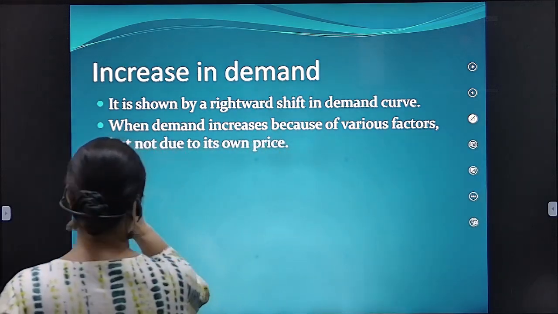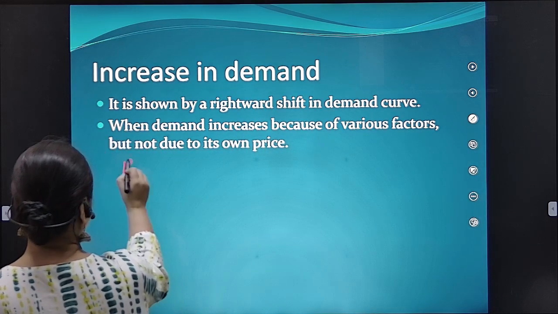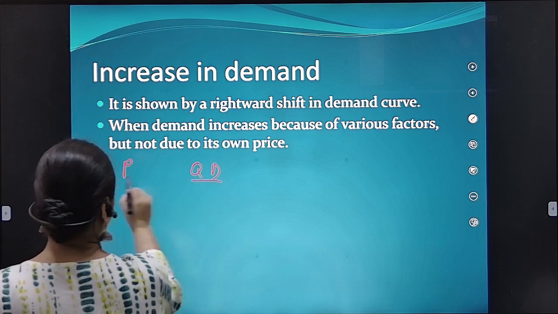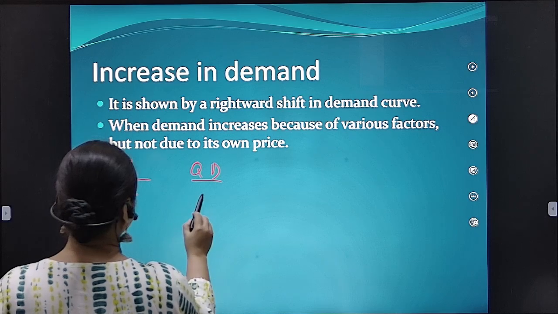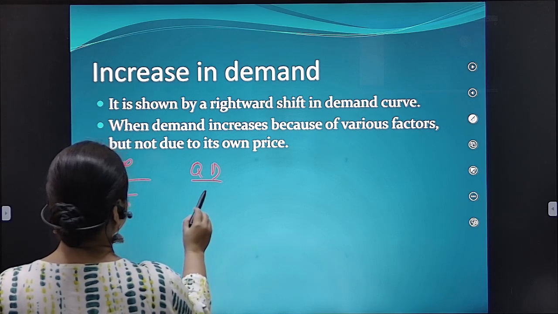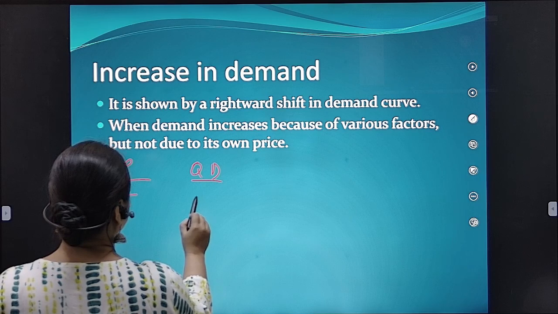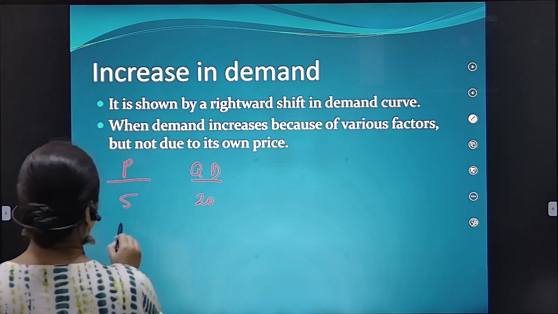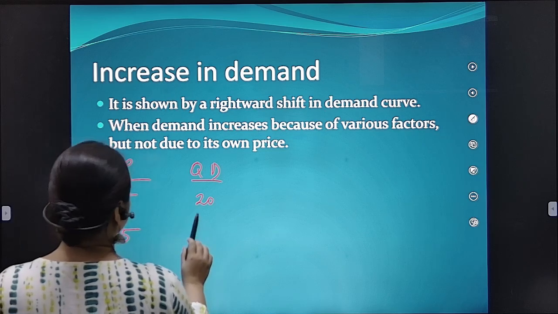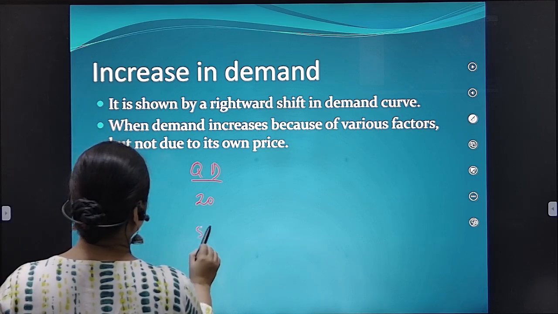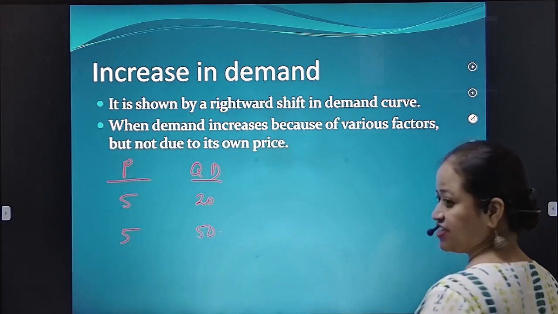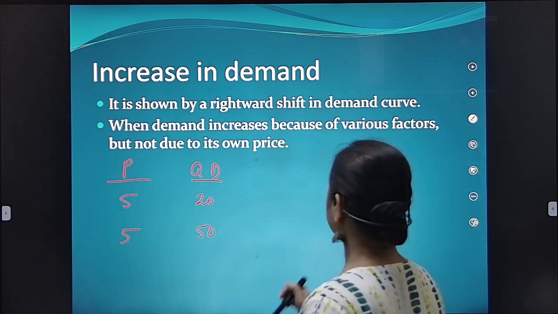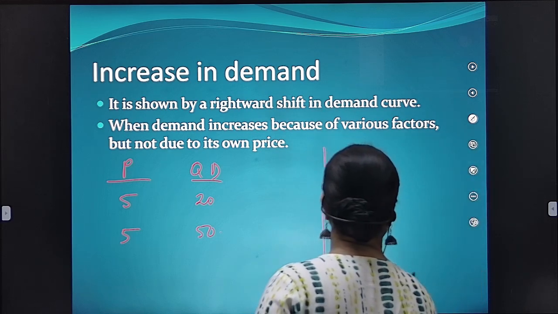Suppose this is your P, this is QD. So price is 5, and here demand is 20, and price is 5. Demand has increased to 50. Okay? So price is the same. So when we will see this, this is X, this is Y.